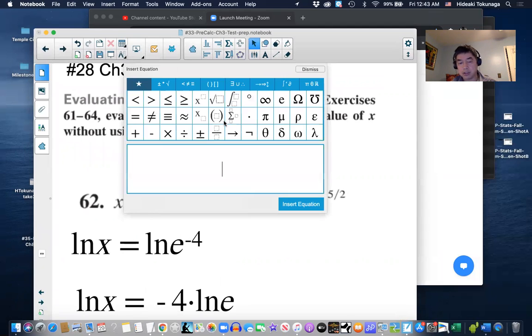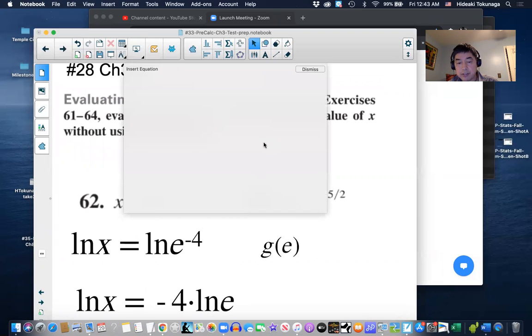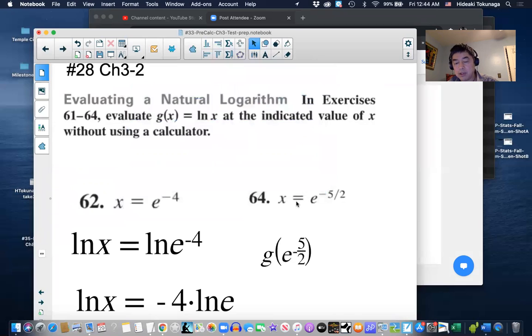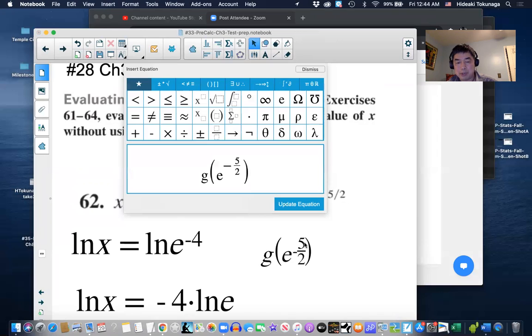G of x, so it's going to be g of e to the negative 5 over 2 power. Okay, I can't see this. Let me see. The exponent, negative fraction 5 over 2, second power, doesn't look like an exponent, so let me go back. I would keep this picture, it's a little better.